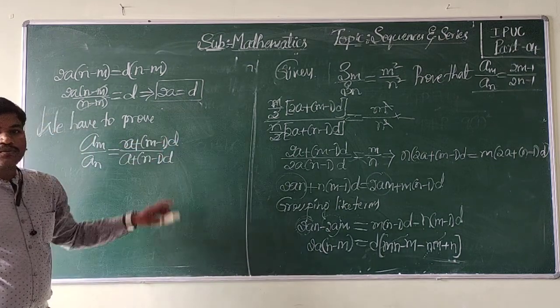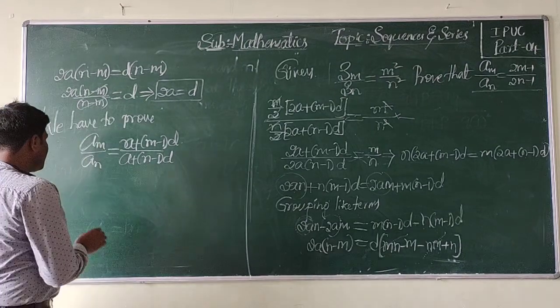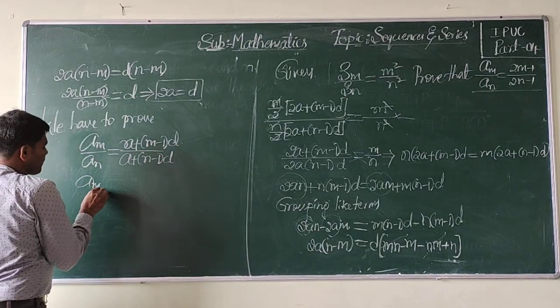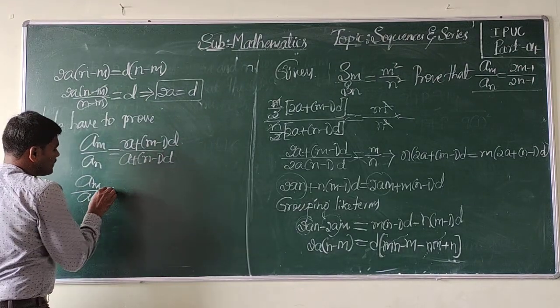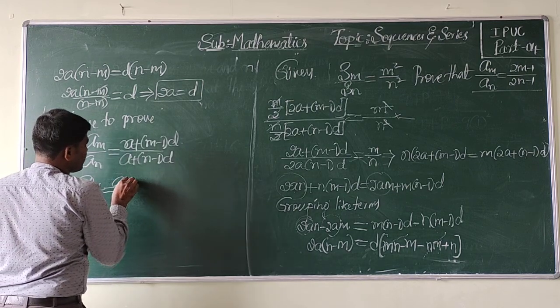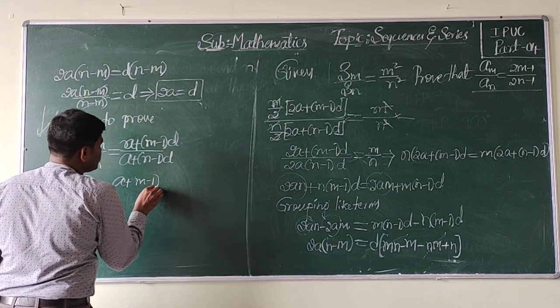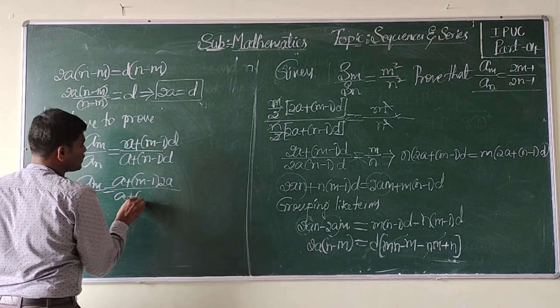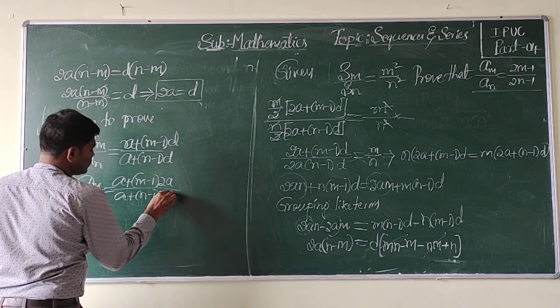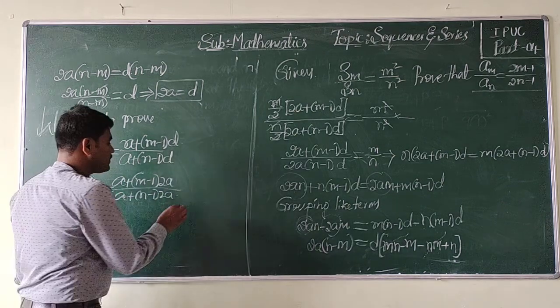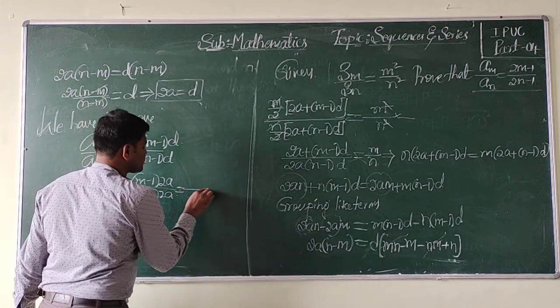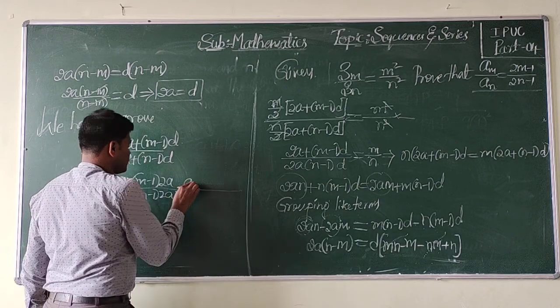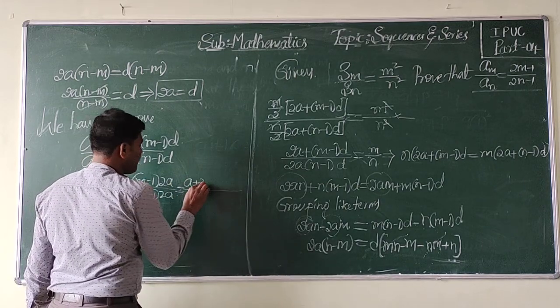See, d is known, substitute here. Substituting d as 2a, am upon an becomes a plus (m minus 1) into 2a. d is 2a. Here also a plus (n minus 1) into 2a. Now, simplify this, we get that becomes a plus 2am.